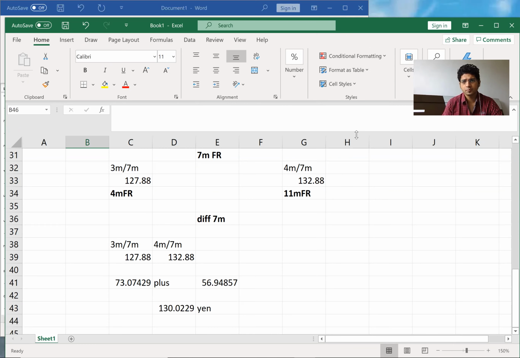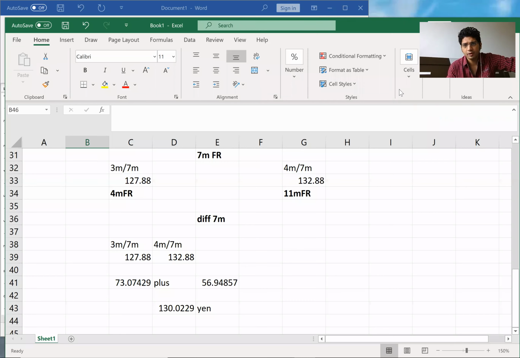Any doubt till here? Anyone has any doubt? Calculation doubt? If you have calculation doubt, you can ask me. I can explain it once again, no problem.